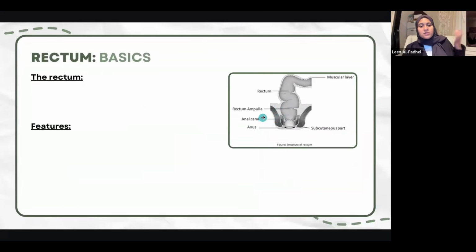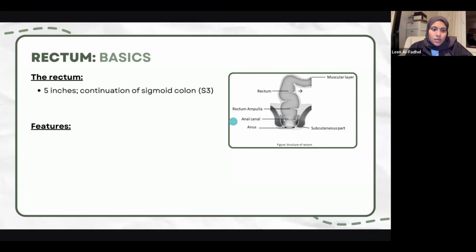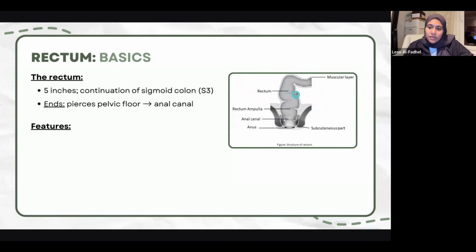Okay, our last concept for the first 3 lectures, the rectum. The rectum is 5 inches long, and it's a continuation of the sigmoid colon. So this is the sigmoid colon. At the level of S3, it continues down as the rectum. And it will end when it pierces the pelvic floor, and that is where it continues as the anal canal. So once it pierces the pelvic floor, it becomes the anal canal.